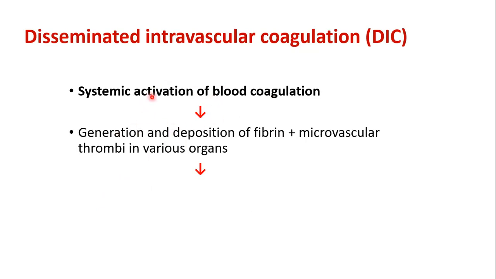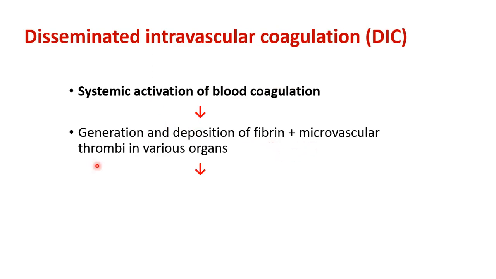So what happens here? Because of underlying precipitating disease conditions, there is widespread activation of blood coagulation, intrinsic and extrinsic pathways. All the coagulation factors are activated without any injury, without any major need, because there is something activating the coagulation, some underlying disorders. We'll see which are those disorders. Systemic activation of blood coagulation leads to generation and deposition of fibrin and microvascular thrombi.